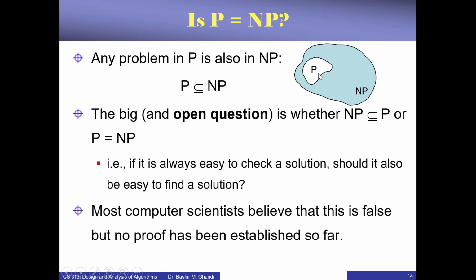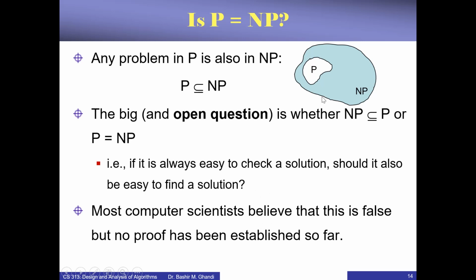Because if it is a subset, then we have P equal to NP. So most computer scientists believe, and this is just a belief, they are not able to prove it so far. This is why it is an open question.